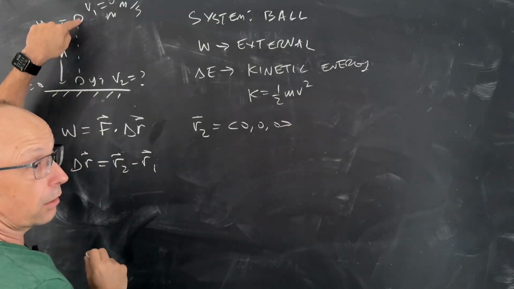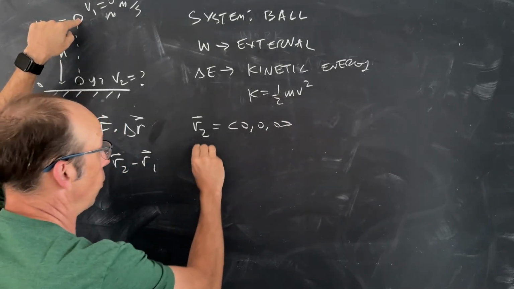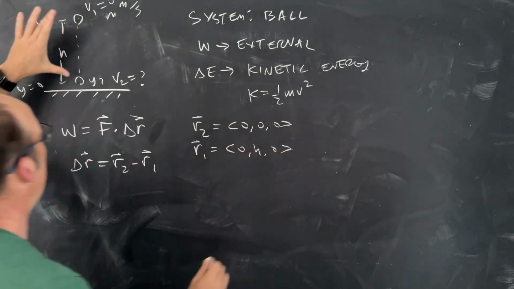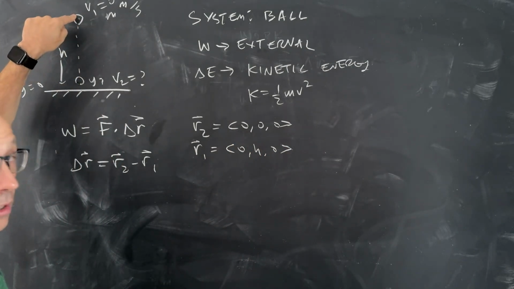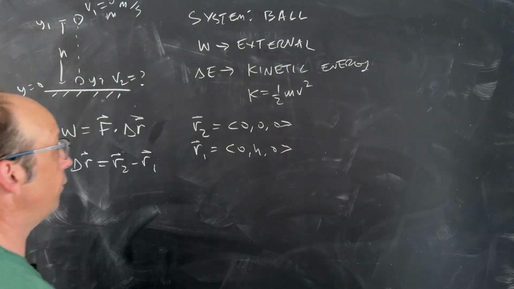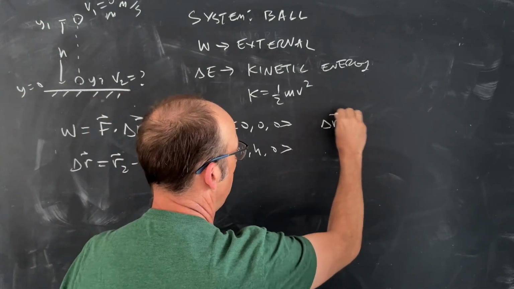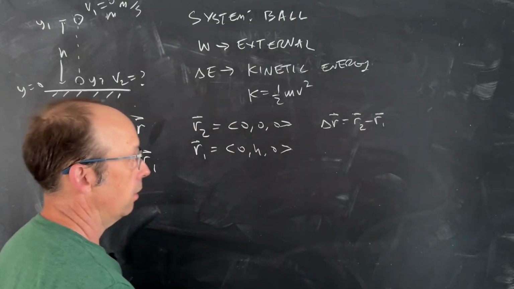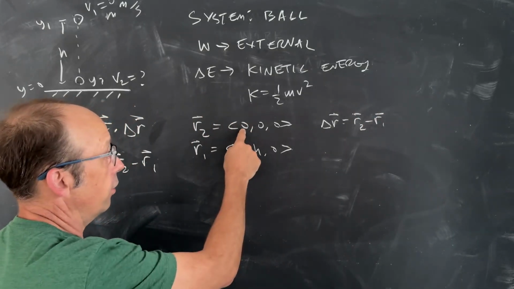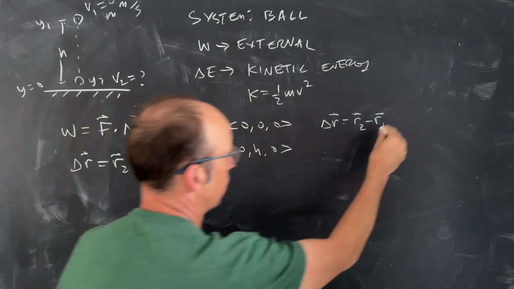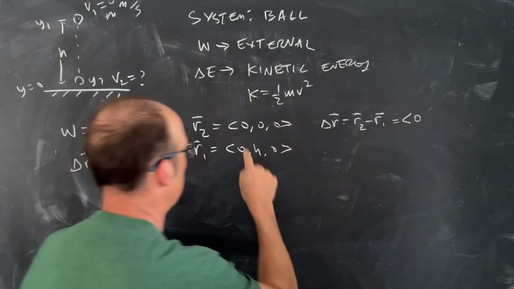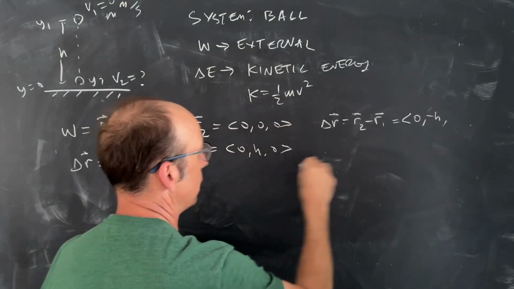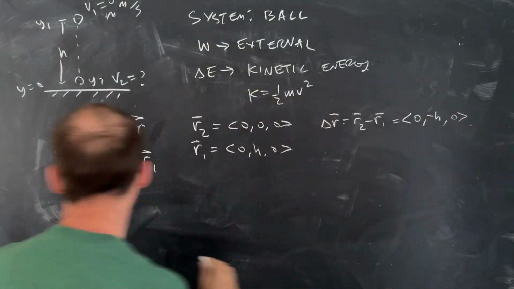What about up here? What's my position up here? Well, R1 is going to be 0, h, 0, right? Because it's a height h. So if I go up h, that's where it would be. Now I can find delta R. Delta R is going to be R2 minus R1, and I can subtract vectors. 0 minus 0, 0 minus h is negative h, 0 minus 0 is 0. So now I have my delta R.